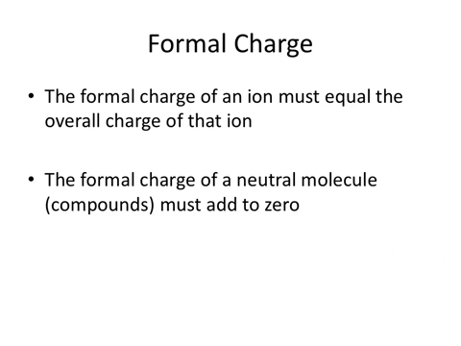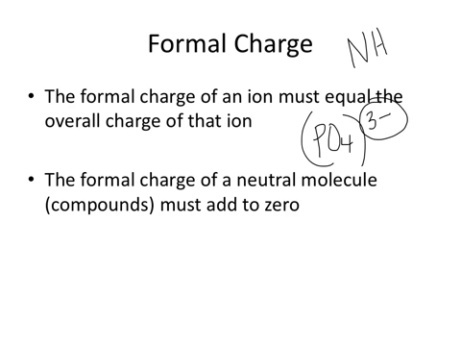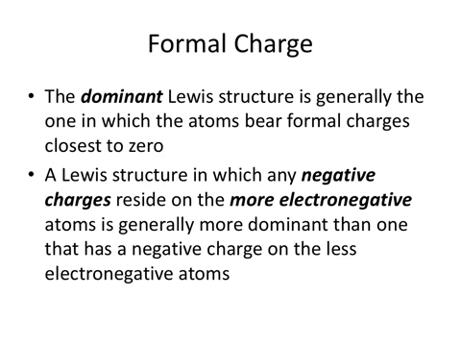So the formal charge of an ion must equal the overall charge, so we did that. So if we had phosphate, all of the formal charges would add up to that 3 minus. Now, if you've got a compound, like when you had NH3, compounds are neutral, so all of the formal charges should have added to 0. And that's what this second part is talking about. So the dominant Lewis structure is generally the one in which the atoms have formal charges closest to 0. And that's what we looked at. So we made sure, and I X'd out the ones that were not dominant. You found out which ones were dominant.